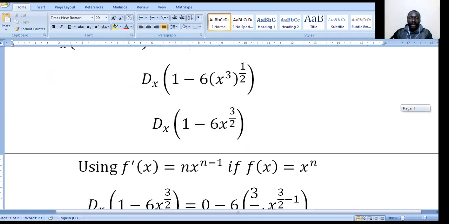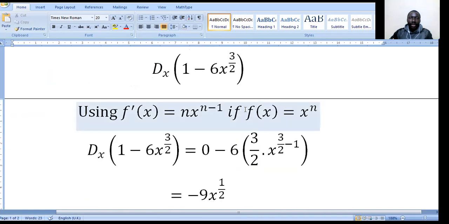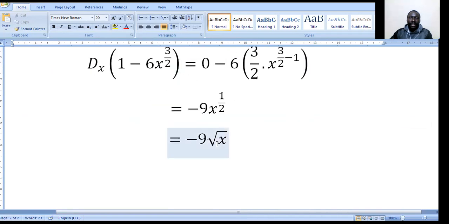Then you identify n. Then you use the formula, which is n times x raised to n minus 1, for x to the n. So if you identify that n is 3 over 2, then you just substitute. And when you do that, what you get is the final answer. So yes, that's how you would determine 3.2.1.